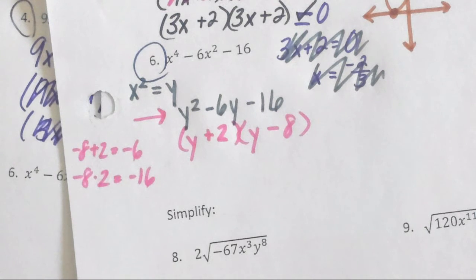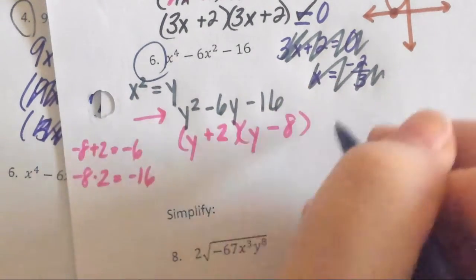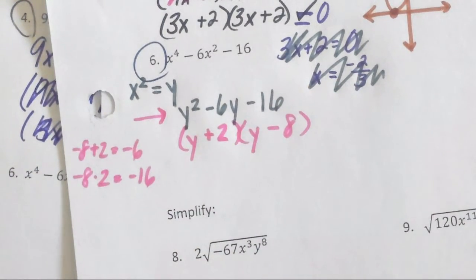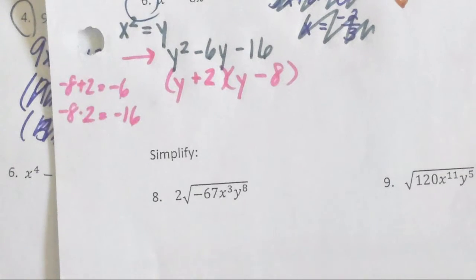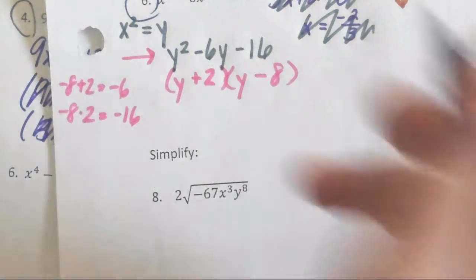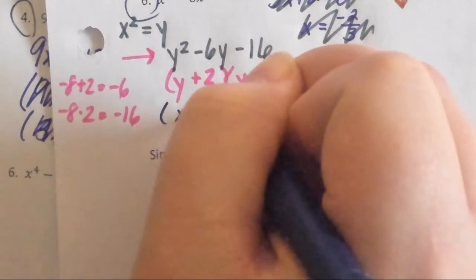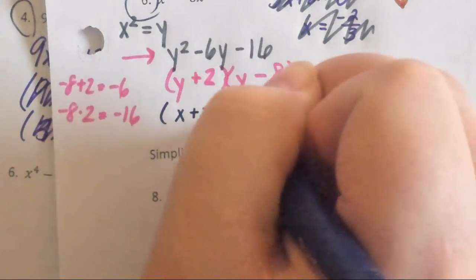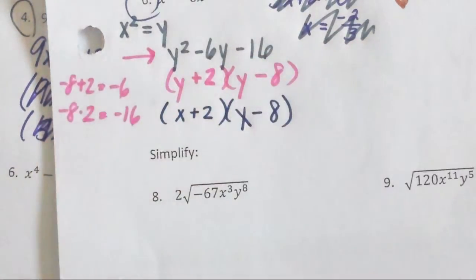What is the problem? I wanted to circle this and call it my answer. But that's not right. Why? What was our problem? What variables were used in our problem? We had x's. So now for the final answer, we need to convert back to x's. So if we go back to x's, what should this answer be? X plus 2? And x minus 8? That's close, but no cigar.